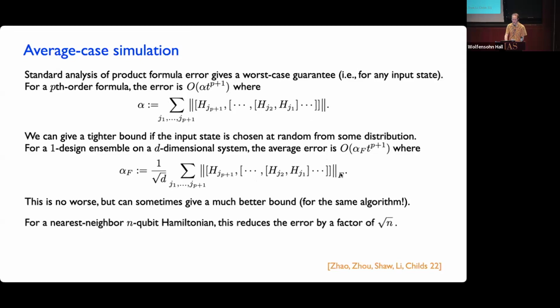Yeah, and so for example, if you have a nearest neighbor interacting Hamiltonian with n qubits, this will save you a factor of the square root of n in the error. So it's going to give you a tighter bound in some cases, if this is what you care about, that the state is chosen at random from this distribution.